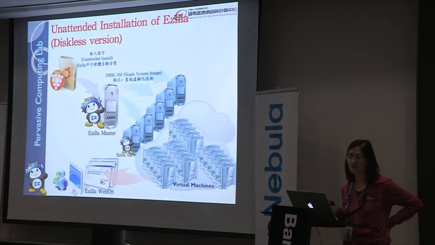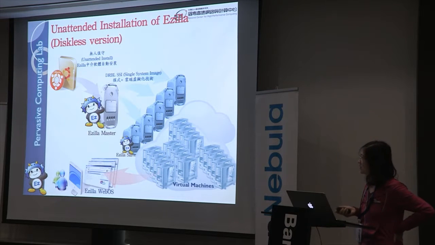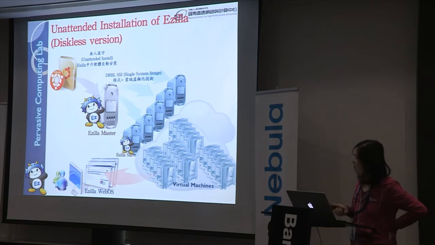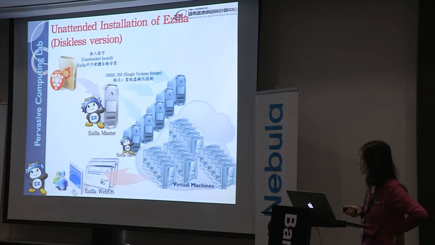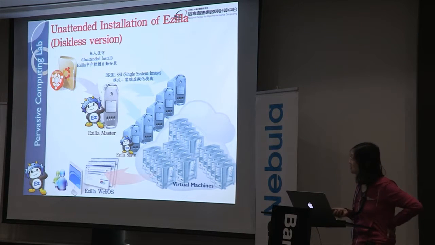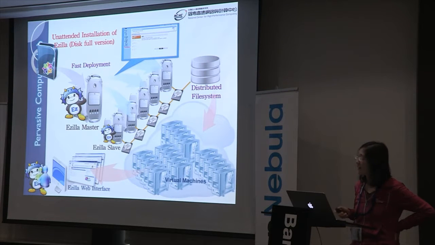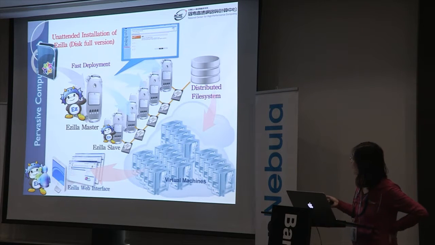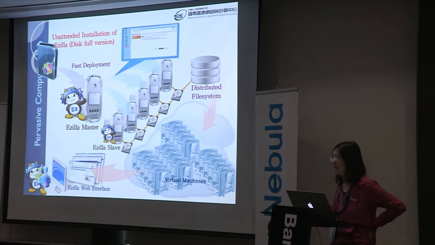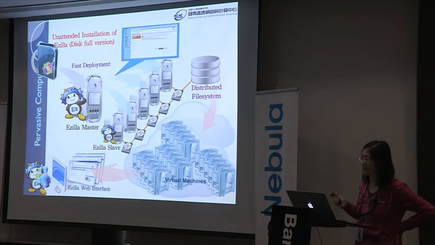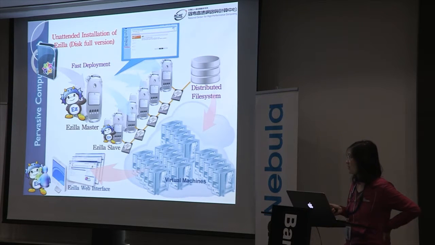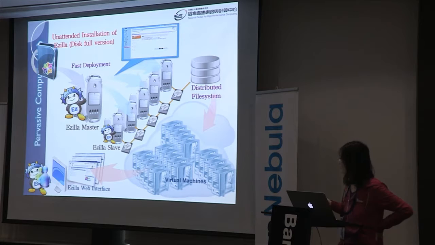So what are the pros and cons? The pro is you can add physical computing resources. The con is that you have poor I/O performance. So we also provide the second, a disk-full version. You can see we integrated the distributed file system. We use a cluster, so it has better performance, and you can still add physical machines anytime.